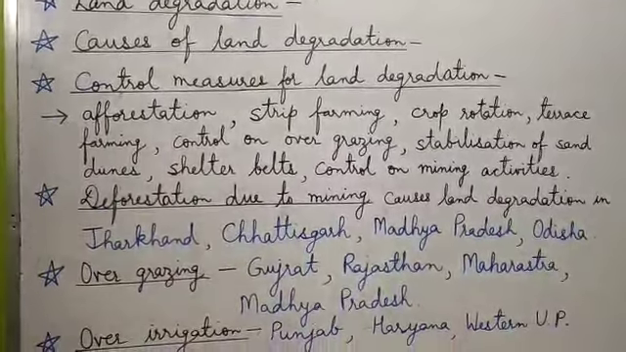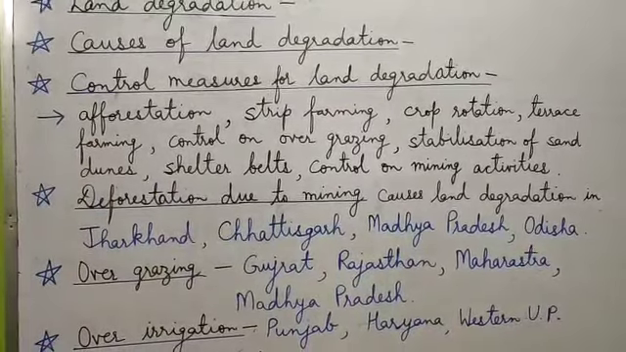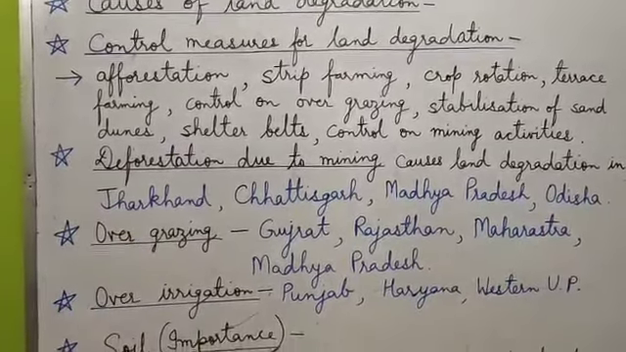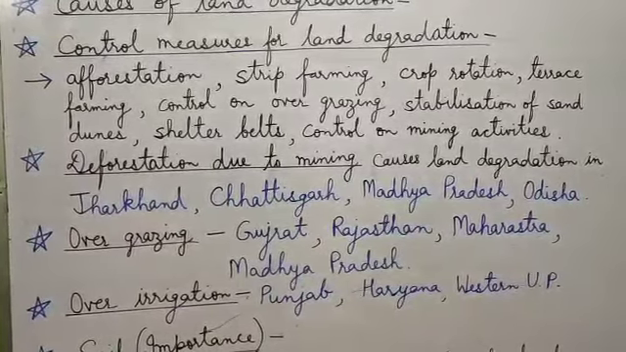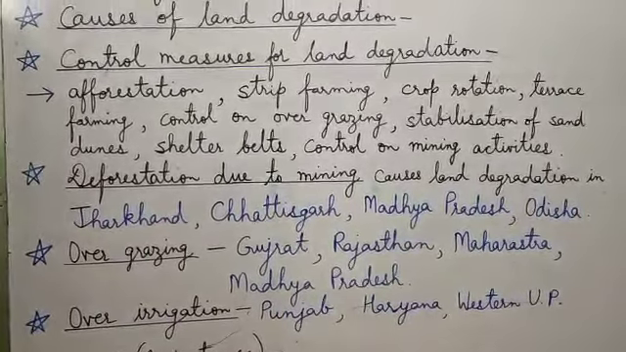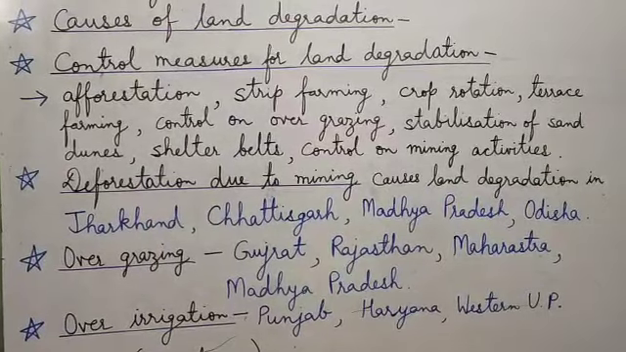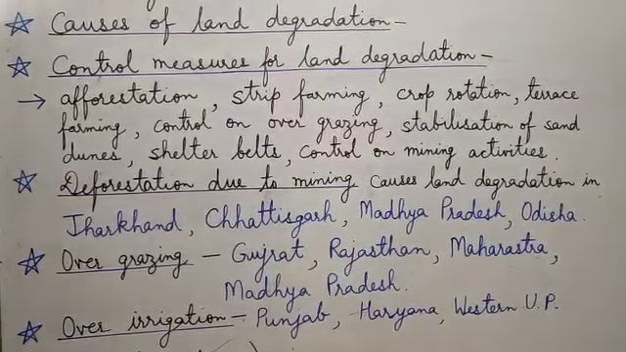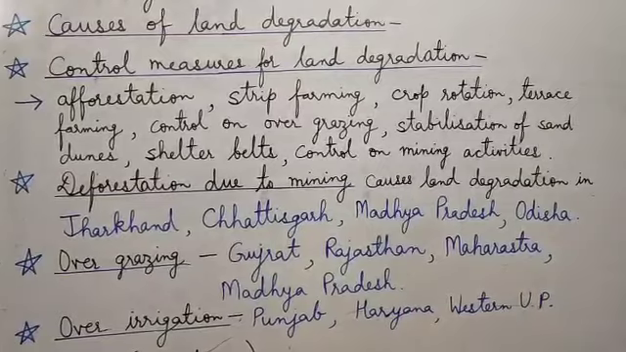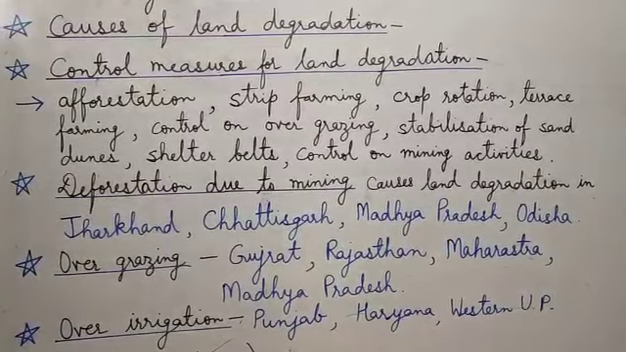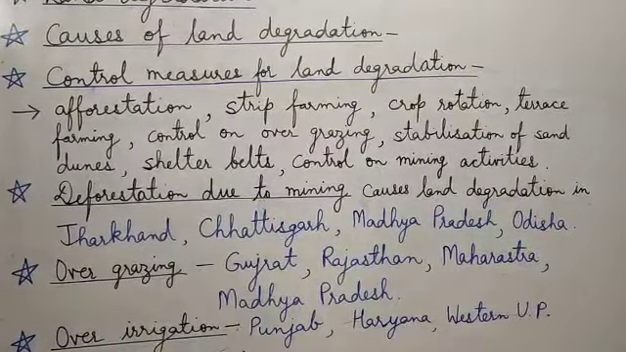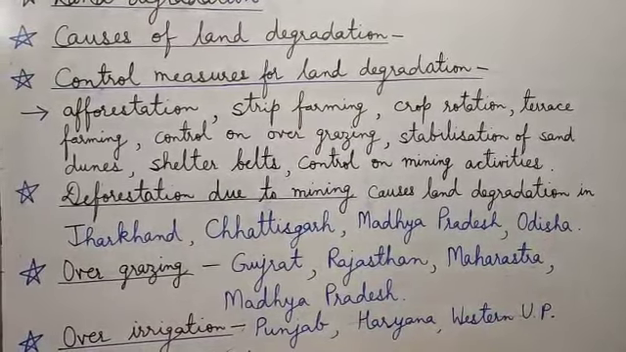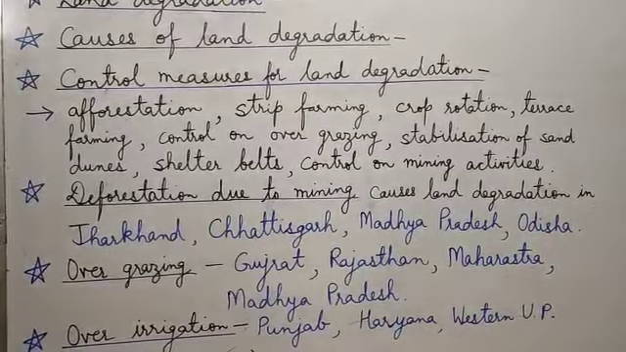Over irrigation causes land degradation in Punjab, Haryana, Western UP, because over irrigation leads to accumulation of water on the surface. So water logging creates problems for the soil. The upper layer of soil can be easily washed away because of the force of the water. So, over irrigation.